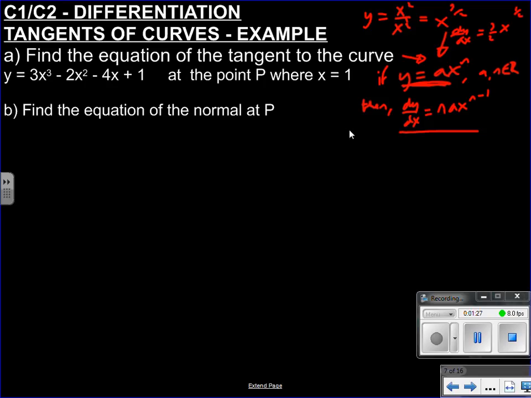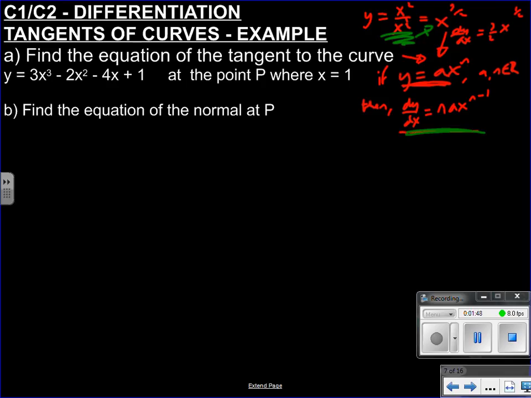Alright, that's why our indices work is so important, and that's why we keep going on about it. That's why it's in the assignment so often. Because you cannot differentiate this in that form. It has to be manipulated first, all right? So really, really important. Now, what is this?